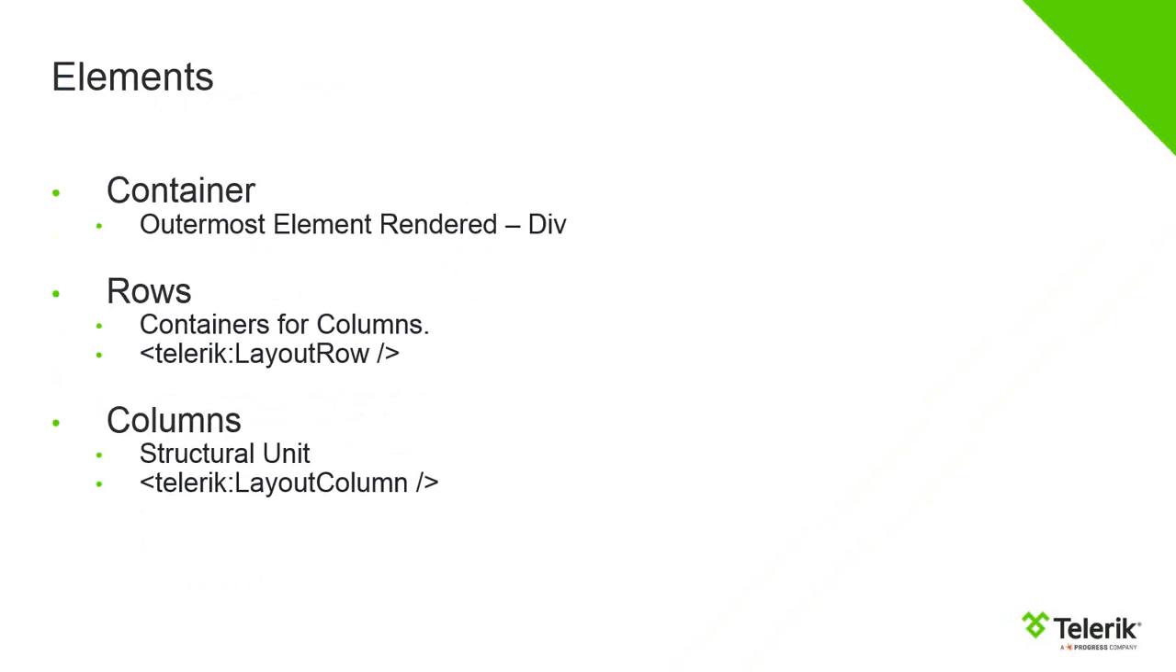So rows are containers for columns, and you typically use the Telerik layout row. That's the tag that you will need to use. Inside a Telerik layout row, you will go ahead and use a column, with the Telerik layout column tag. Inside the Telerik layout column, you will put content, and that content can be any HTML or any server-side content. If you want to place a grid or whatever, you can pretty much do it. It's a content placeholder. So these are the elements of the RadPageLayout.